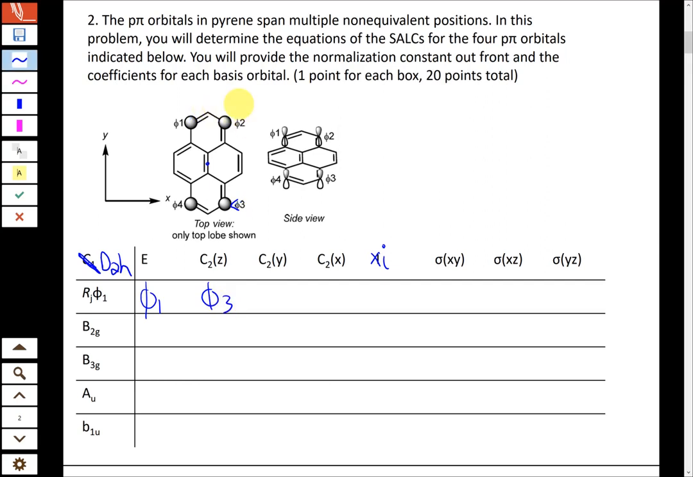For C2y, that's going to be this horizontal axis, or sorry, vertical axis. I'm getting confused here. C2y is vertical like this. When we flip the molecule over on this axis, phi 1 rotates onto phi 2, but we're also flipping it over, so it actually changes signs as well. So the result of that operation is to invert phi 1 onto the negative of phi 2. For C2x, horizontal axis, we're going to rotate phi 1 onto phi 4, but again, we're flipping the molecule over, so it becomes negative phi 4.